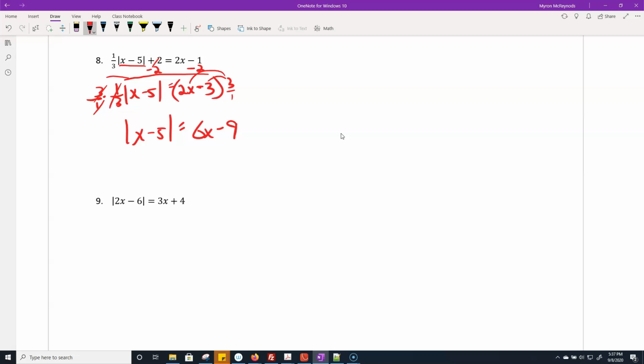And I'm going to split up here. Let's bring this all up here where I have more room. X minus 5, absolute value, equals 6x minus 9. So I'm going to split it into x minus 5 equals 6x minus 9.